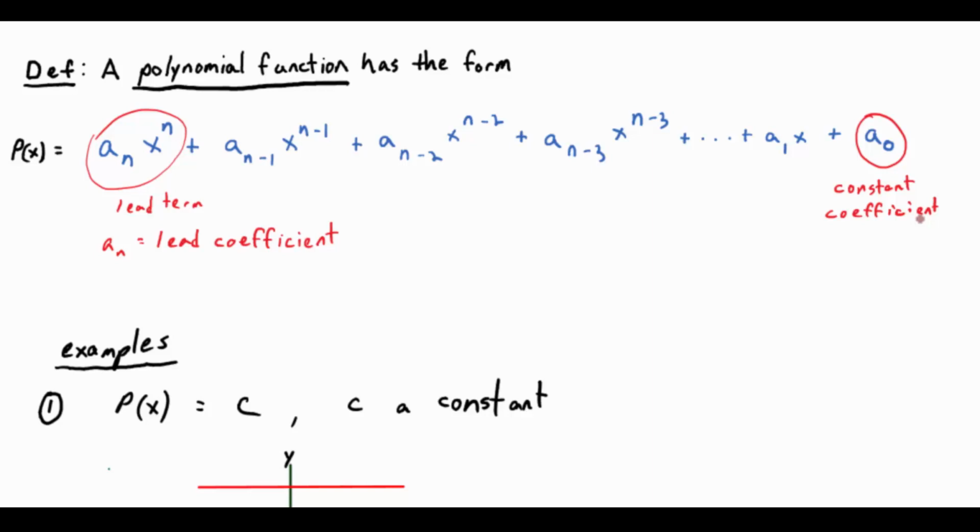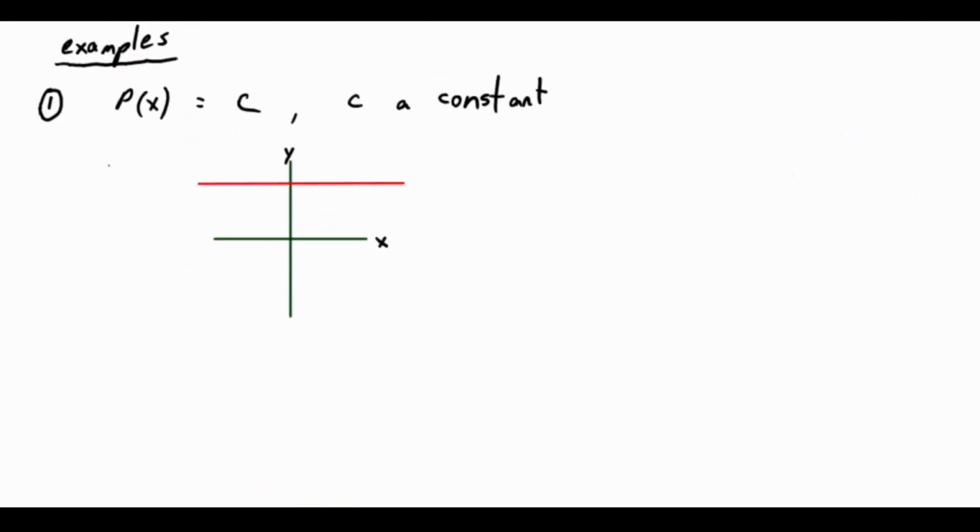Okay. So some examples. What if you just have p of x equals c, where c is a constant? By the way, in the language from above, we could say p of x equals a naught. p of x equals just a constant. What would the degree of this polynomial be, by the way? If you don't have an x in there, you don't see x to the 1.